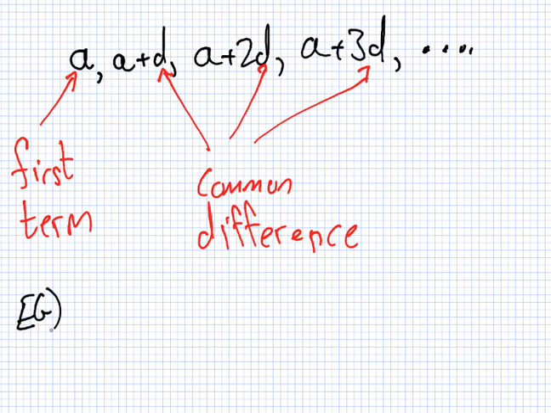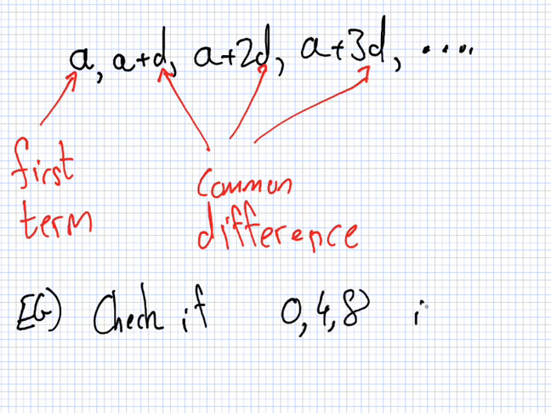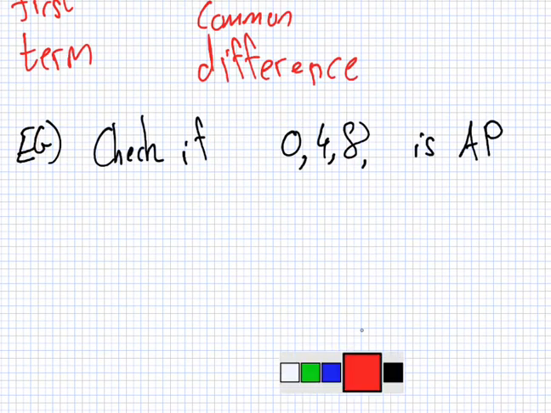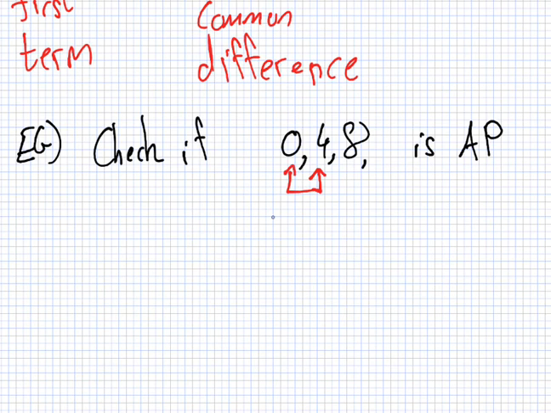So, first example: you want to check if something like 0, 4, 8 is arithmetic. Well, the check is simple. You see if the difference between the numbers is the same. So what's the difference here and here? 4. And then the difference here and here is also 4. So therefore, it is arithmetic. And if it wasn't the same, if the next time you add 5, then it's not arithmetic. It's not AP. So this is how you can check. It's a very simple way to check.